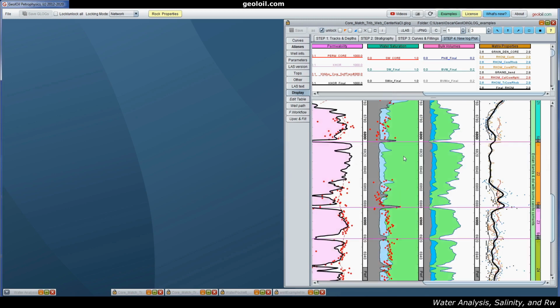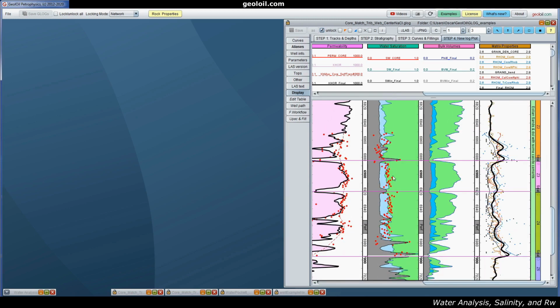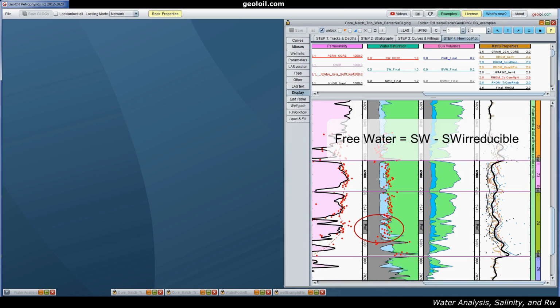And we have our final estimate of water saturation from logs. So here, in this particular region, you see that there is a nice match with the core water saturation points and also this here. The difference between the water saturation and the irreducible saturation is this zone that you see here. That is a zone with free water. That is a zone where you expect to produce water if you perforate there and put the well on production.